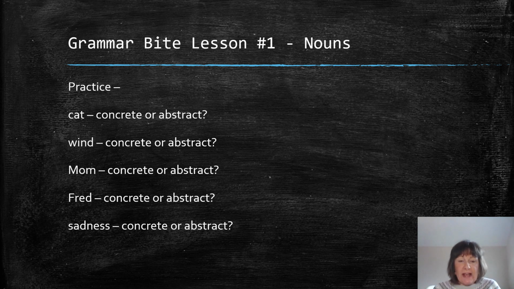The abstract is the emotion we know as sadness. So we can't physically hold it. We can't physically see something called sadness. We see indications of sadness when we see the tears, but we're seeing tears. Or we're hearing the crying. So sadness is an abstract because it's an emotion.